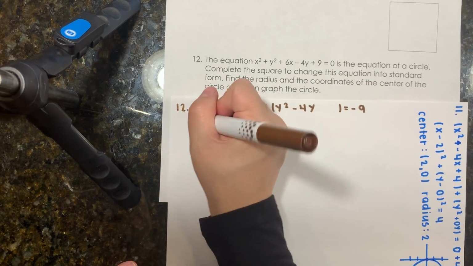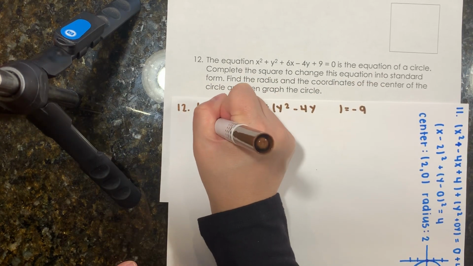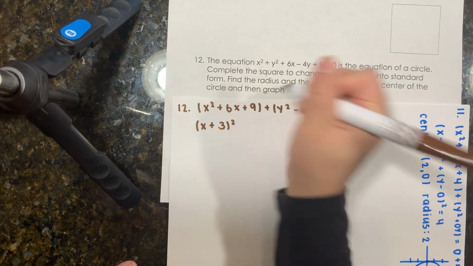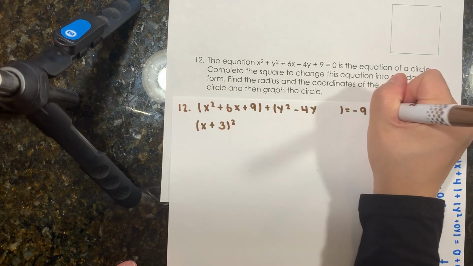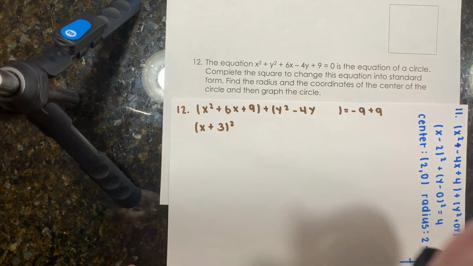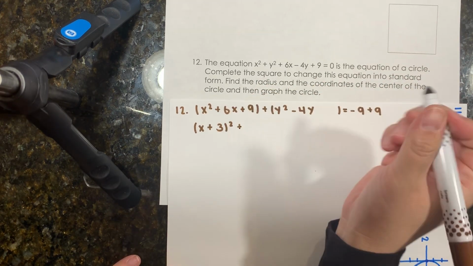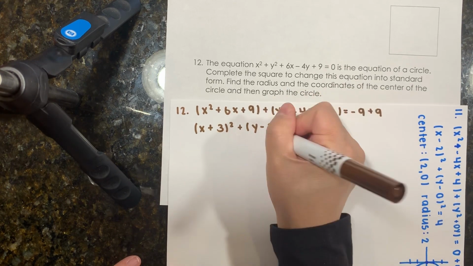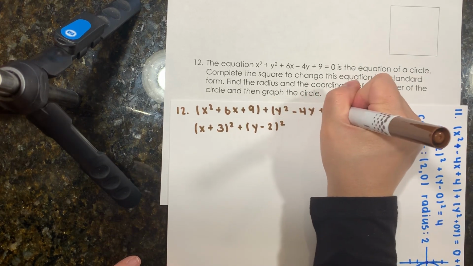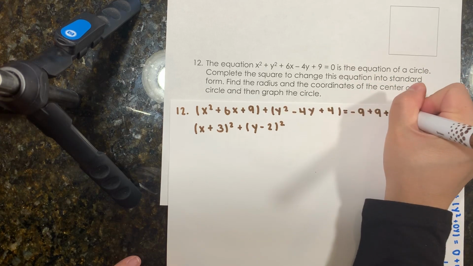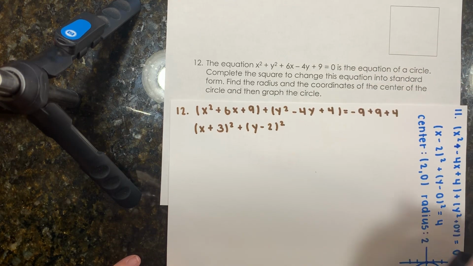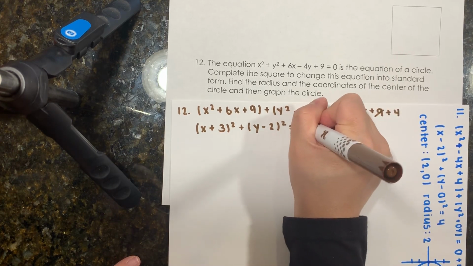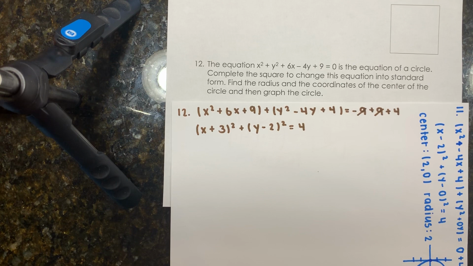Now you take half the term attached to x, so that would be plus 3, but then you square it. So that would be plus 9. And remember, whatever you do to the left-hand side, you do to the right. So I'm adding 9. Now I'm going to take half the term attached to y. So that would be y minus 2 and square it. Negative 2 squared is 4. So I add 4 to the left, add 4 to the right. Now the negative 9 and positive 9 are going to cancel. So I'm left with 4 on the right-hand side.